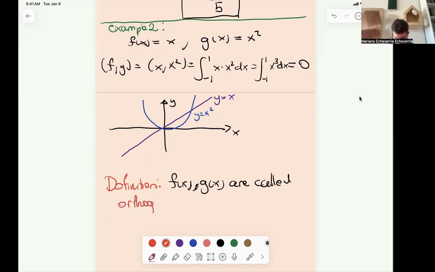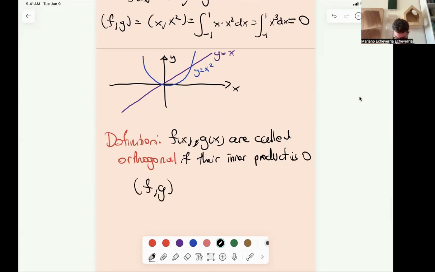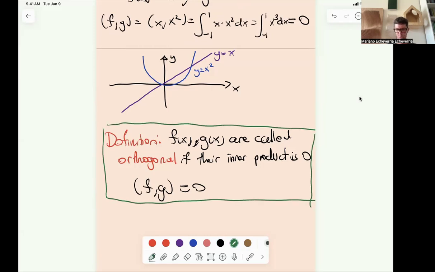Orthogonal if their inner product is zero. Is that making sense?